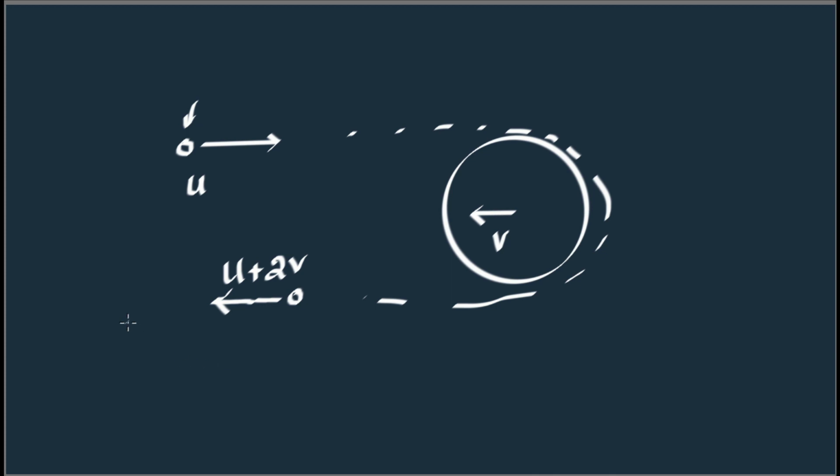Now this is called the slingshot effect, and it has been successfully used by both NASA and ISRO when they send satellites swinging around planets to pick up extra speed.